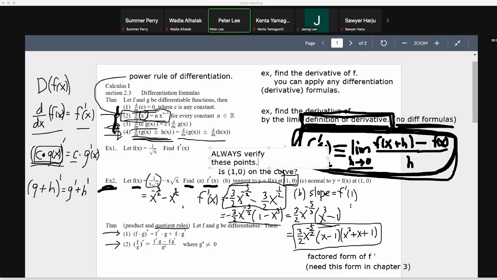So now, what is f prime of 1? We plug it in. F prime is right here. We can plug into this form or this form, it doesn't matter. If it's in factored form, it's very clear. Plug in 1, we get 0. So this is indeed 0.